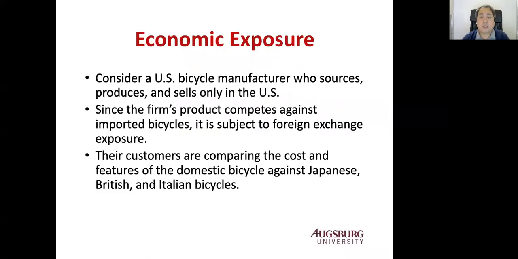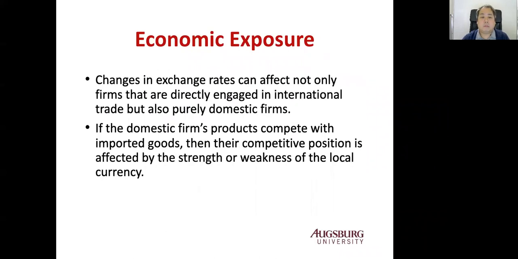So what is economic exposure? Economic exposure is the idea that a change in exchange rate can affect not only firms that are directly engaged in international trade, but also purely domestic firms. Which means that exchange rates matter not just for international firms, but for domestic firms too. If these domestic firms' products compete with imported goods, then they are exposed to exchange rate risk too, because their competitive position is affected by the strength or weakness of the local currency.